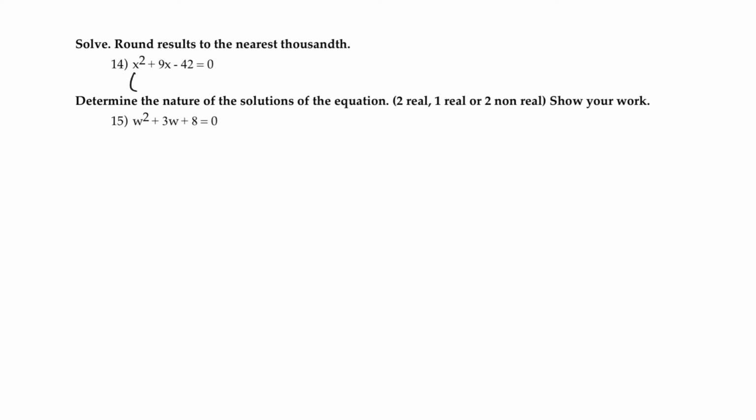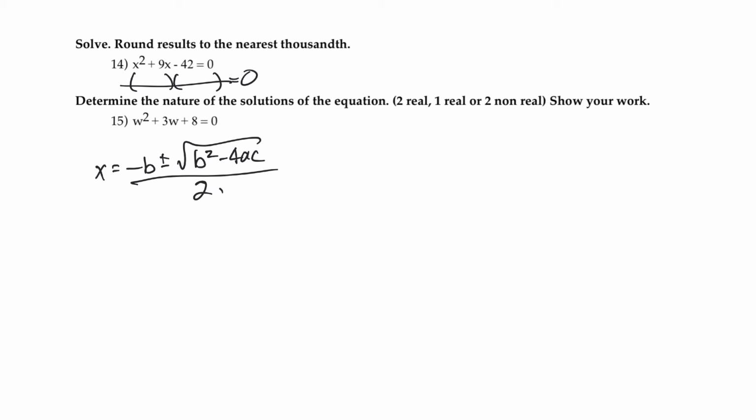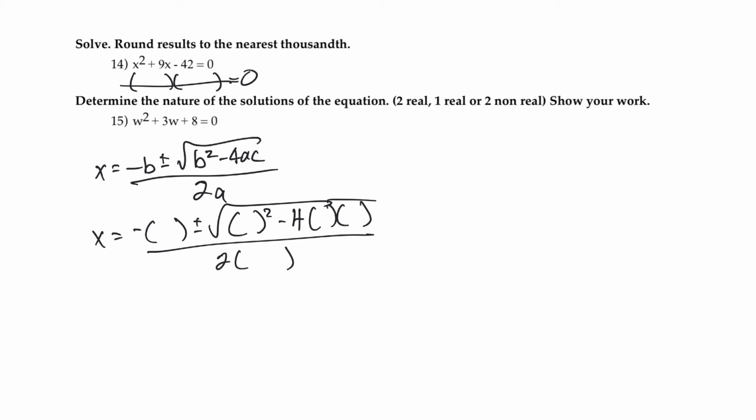This one, first thing I'd try to do is factor it. But if you try and factor it, it actually doesn't work. So in order to solve that, you need to use the quadratic formula. So that's this. Minus b plus or minus the square root of b squared minus 4 times a times c, all over 2 times a.